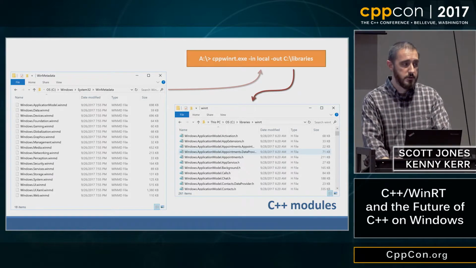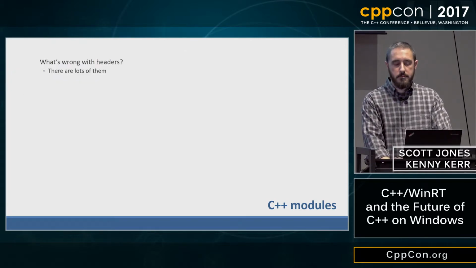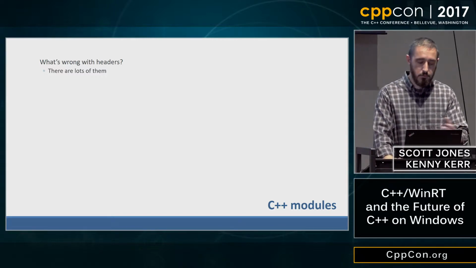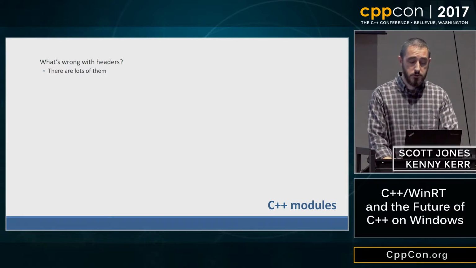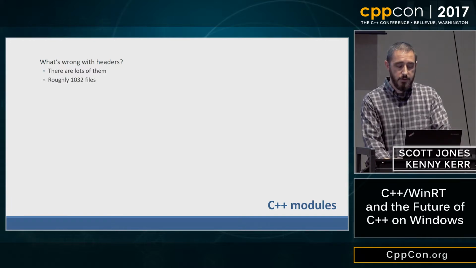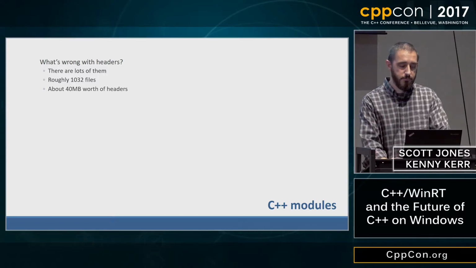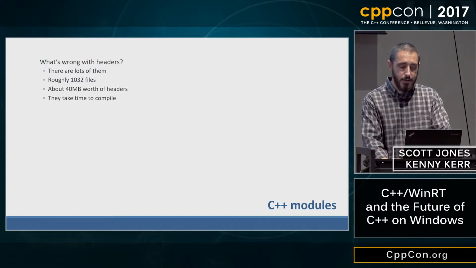You know, you get headers, and they're standard C++, and you can simply hash include them. So what's wrong with headers? Well, there's lots of them. There's over 1,000 headers. Earlier versions of the projection had even more, close to 2,000. So we've condensed them down, but there's still a lot of headers. Roughly 1,032 at this point. That amounts to about 40 megs worth of headers of source code that the compiler needs to parse. And that takes a long time.